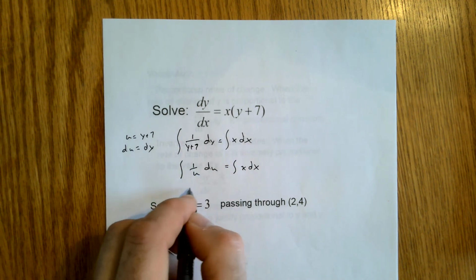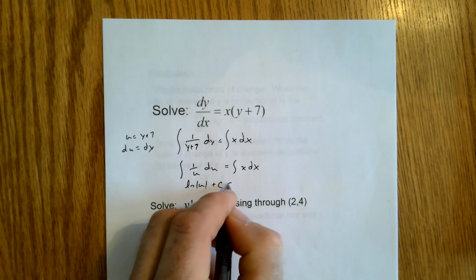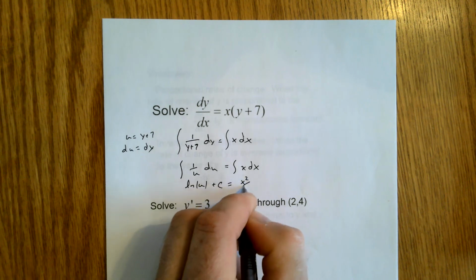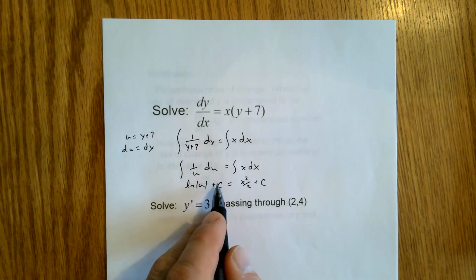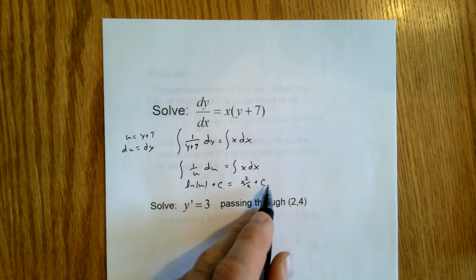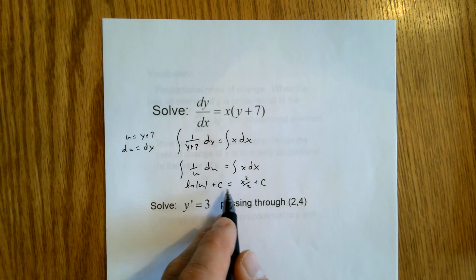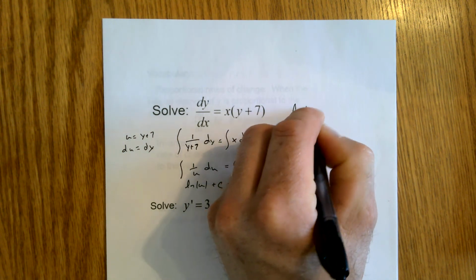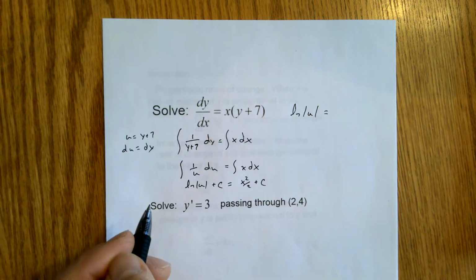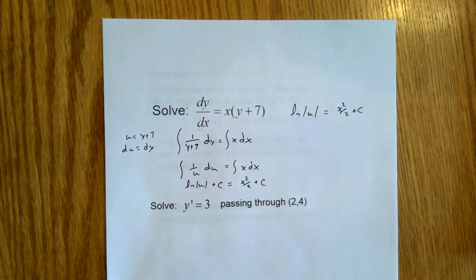Integration of 1 over u, again we have a natural log of u, absolute value of u. Again, I'm going to put my plus c in there. I'm going to get out of that bad habit today. And then x squared over 2 plus c. This plus c, I'm going to subtract it over. Not the same c's, but if I take my c over, I'm still going to end up with a c. So I have the natural log of the absolute value of u is going to equal x squared over 2 plus c.